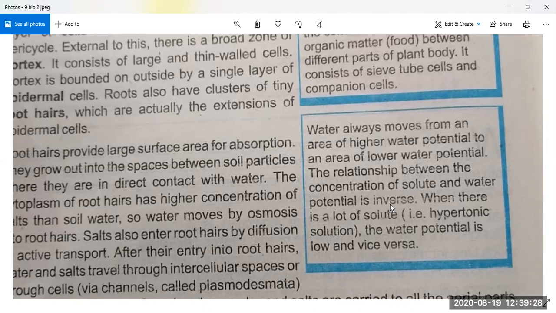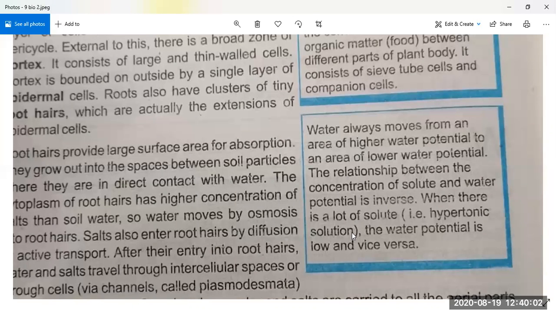Inverse means they are the reciprocal of each other, means they are the opposite of each other. So I'm repeating this line: the relationship between the concentration of solute and water potential is inverse, meaning they are opposite to each other. So when there is a lot of solute, that is a hypertonic solution. If you keep in mind your class 9 biology, you also discussed this topic, tonicity, in chapter number 4, that three types of solutions are produced inside the body of a plant and in an animal cell.